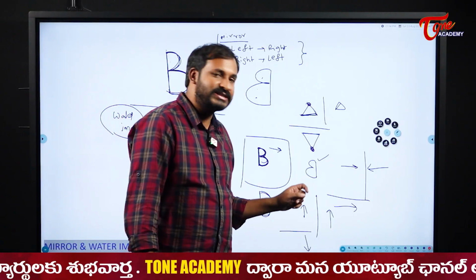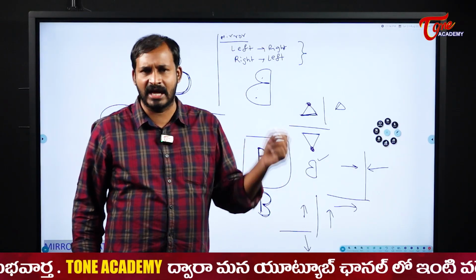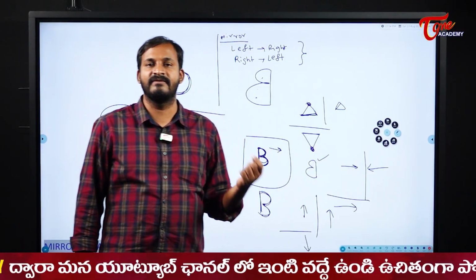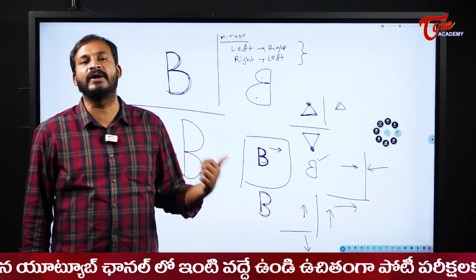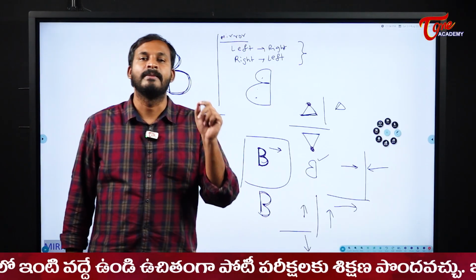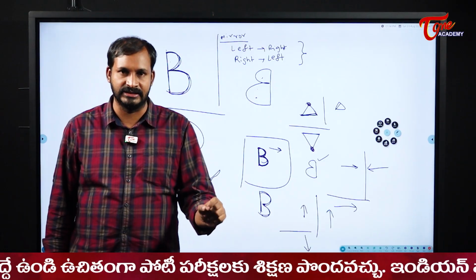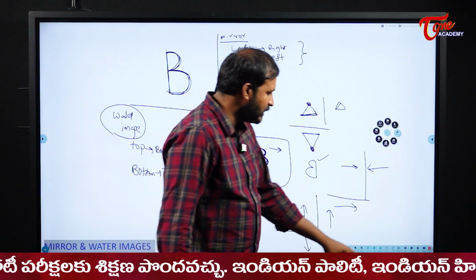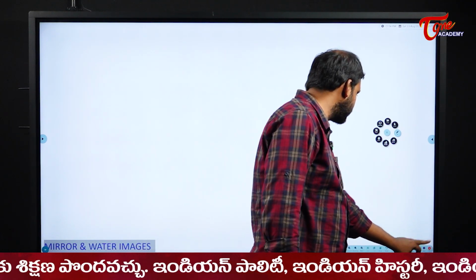By observing these small things, triangles, arrow marks or any other shape, we will observe the things, eliminate the options and write the perfect answer. So this is how we are going to solve the questions of mirror image and water image, which are very important for us. Now we will go with the examples, students.